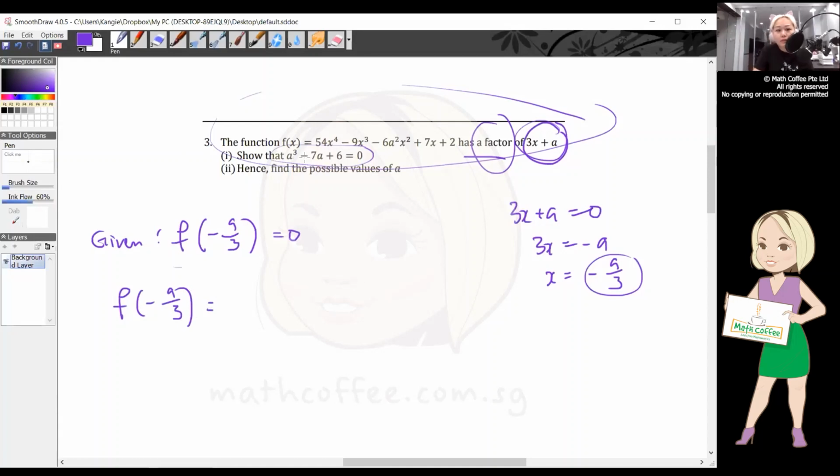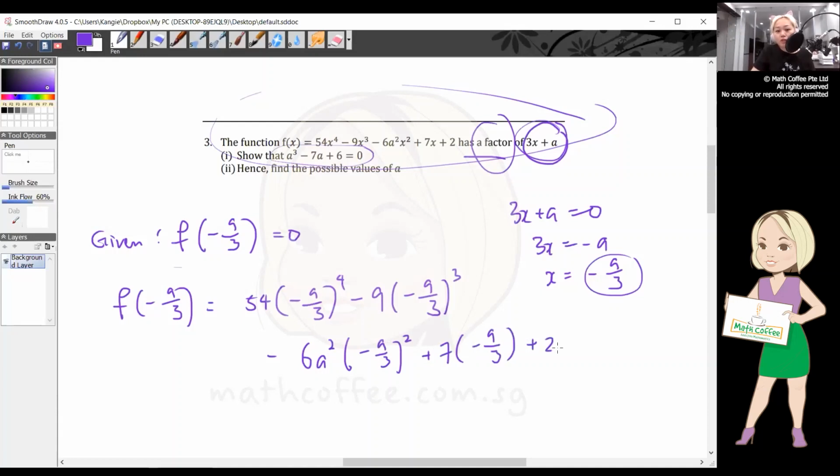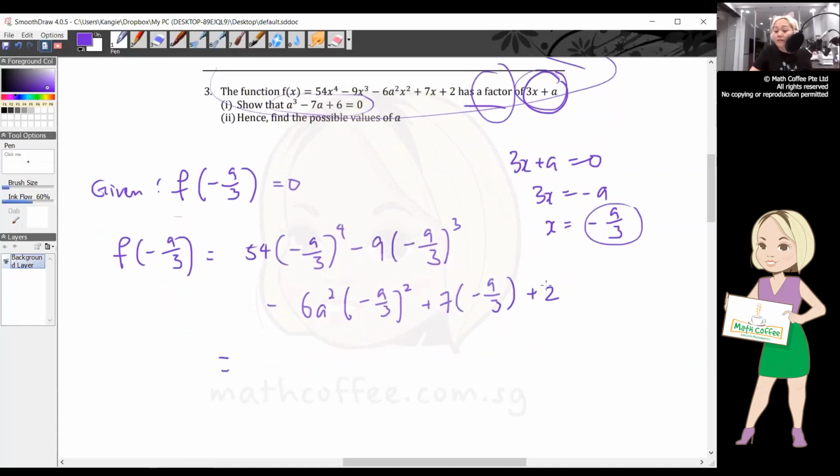So I will get 54 times minus a over 3 to the power of 4, minus 9 times minus a over 3 cubed, minus 6a squared times minus a over 3 squared, plus 7 times negative a over 3, plus 2. Always remember, you're supposed to only replace x. You see this polynomial has a mixed in it. They try to confuse you. So you must know that you're only replacing the x. Okay, very tough. So your indices must be very strong. Step by step, let's do it.